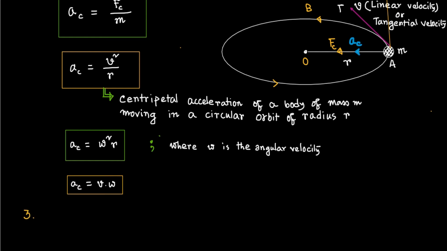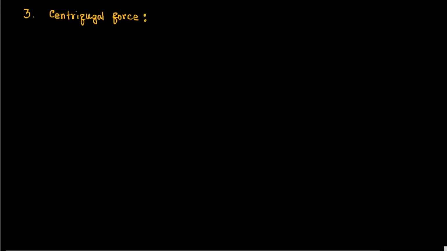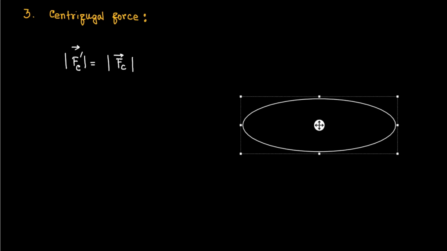Number 3 topic is centrifugal force. In the diagram, we should consider a circular orbit. Here the centrifugal force is Fc prime, which has the same magnitude as that of the centripetal force. Mod of vector Fc prime is equal to mod of vector Fc. Fc prime is the centrifugal force and Fc is the centripetal force.